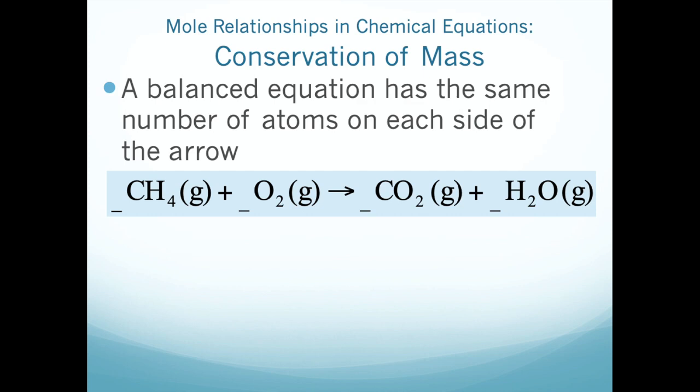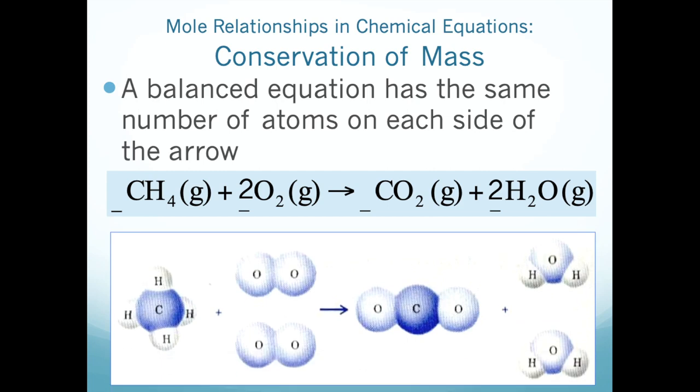We have 4 hydrogens on the left and only 2 on the right, so let's double our number of waters. And then accordingly, you should hopefully be able to figure out that you need 2 oxygen molecules on the left to balance out the 4 oxygen atoms on the right. Okay, because you need 2 times O2 to give you 4 oxygen atoms.